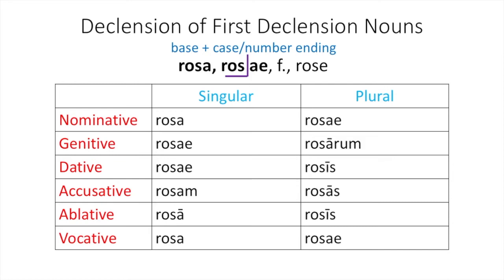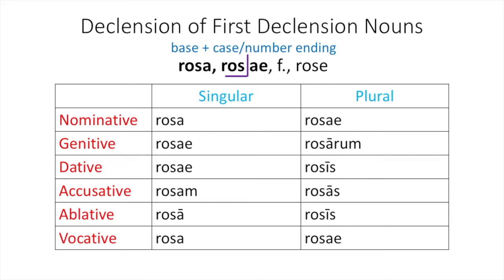So for dative singular, we can add an AE, so the entire form is rosae. For accusative singular, we add AM, so rosam. For ablative singular, rosa with a macron. And then vocative singular, rosa without a macron. Notice that this macron in the ablative helps you tell the difference between the nominative singular, the vocative singular, and the ablative singular. Therefore, you need to memorize that the ablative singular requires the macron.